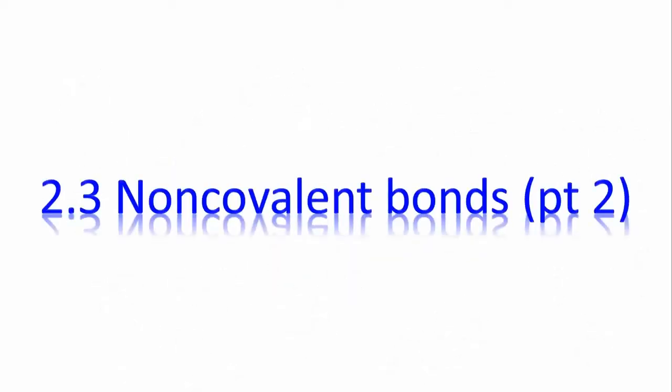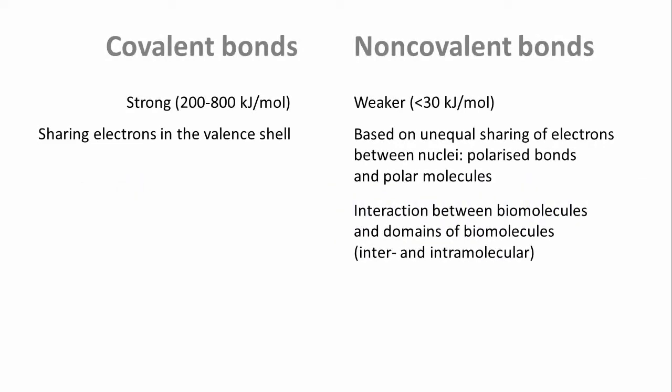Let's remember what we've learned about the difference between covalent and non-covalent bonds. Covalent bonds are strong. It takes a couple of hundred kilojoules per mole to break one, and they involve the sharing of electron pairs in the valence shell of atoms. Non-covalent bonds are much weaker, and they don't involve electron sharing. Most are based on attractive forces between polar or ionic molecules, and the attraction can be within one molecule or between two molecules, that is, intramolecular or intermolecular.